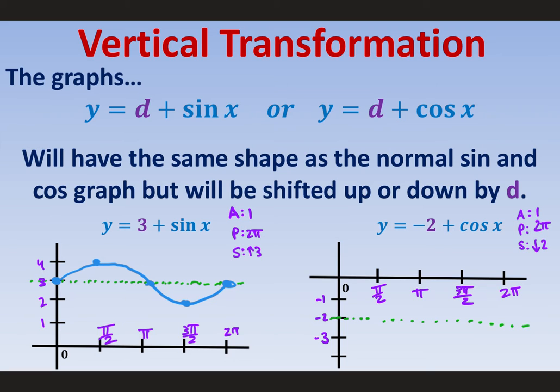And I can plot my points. Now this is where you've got to be careful, and this is why we draw that middle line, because cosine doesn't start on the middle line, it starts above the middle line. So we're going to start 1 above our middle line, then go middle line, 1 below, middle line, and then 1 above the middle line. Draw in your nice smooth cosine curve. And there you go, you've shifted that graph down 2 units.